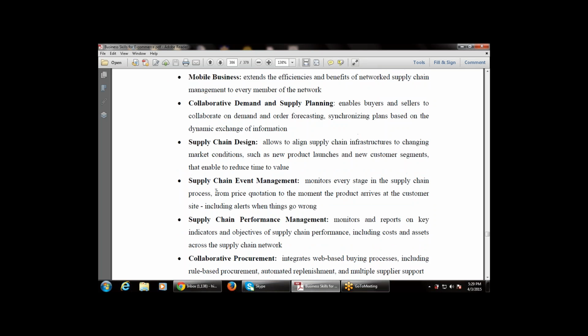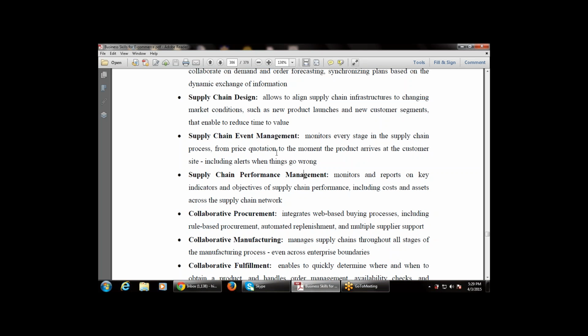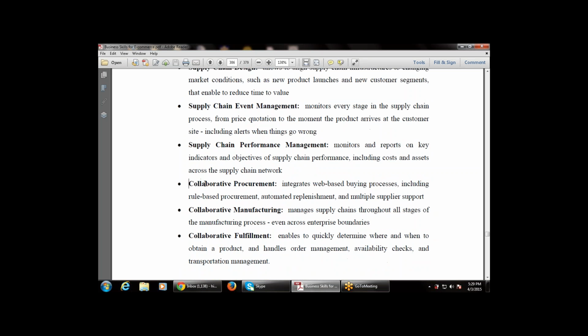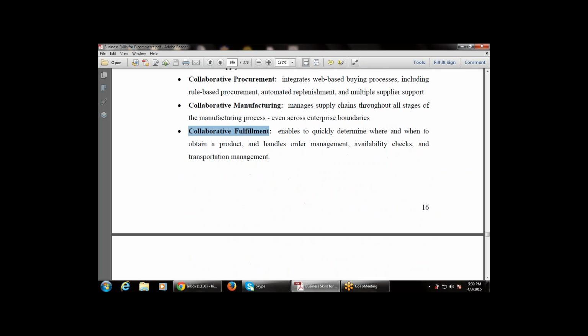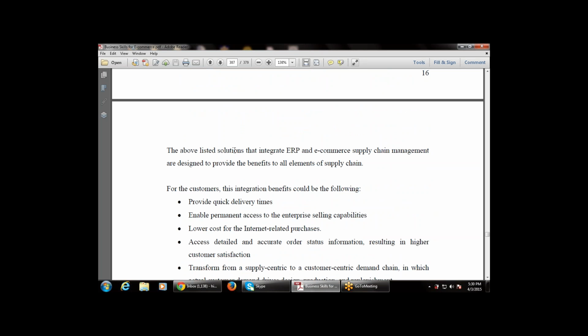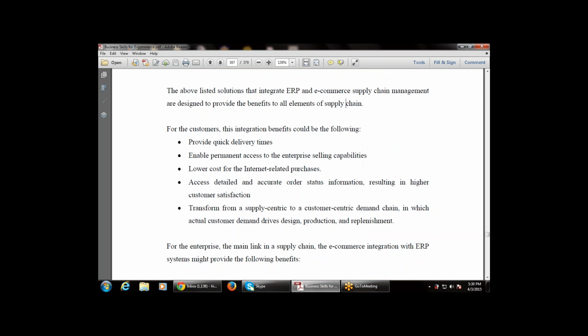The next solutions are supply chain performance management, event management, collaborative procurement, that is, proper coordination and communication among the various market suppliers, collaborative manufacturing, and collaborative fulfillment. The above listed solutions integrate the ERP and the e-commerce supply chain and are designed to provide benefits.